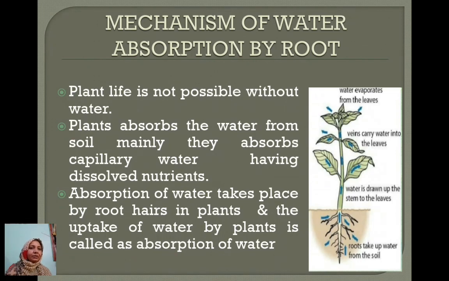In this figure we can see that the roots are deeply rooted in the soil, and by means of the root hairs the root takes up or absorbs the water. We can see the path of transmission of the water here also, which is denoted by arrows. Here the root hairs absorb the water and it is supplied to each and every part of the plant body.